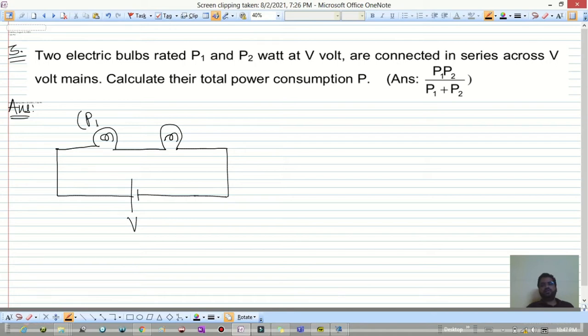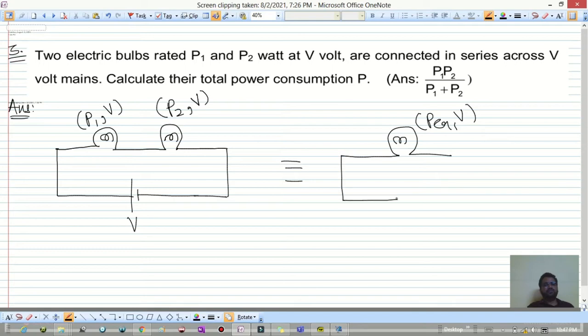So power is P1 given, V volt. Power is P2 given, V volt. So calculate their total power consumption, that is P. Okay, so we can write the equivalent circuit, that is P equivalent across V, right? So we have V.